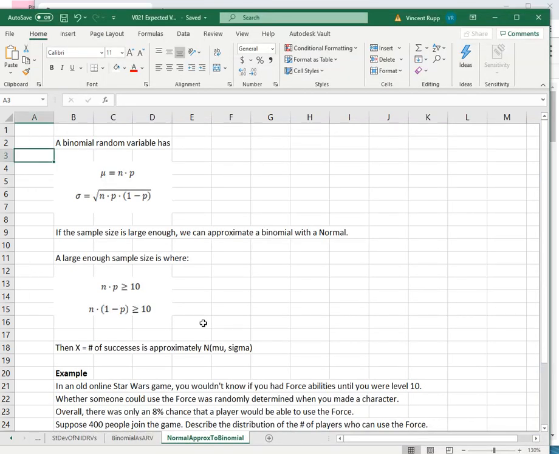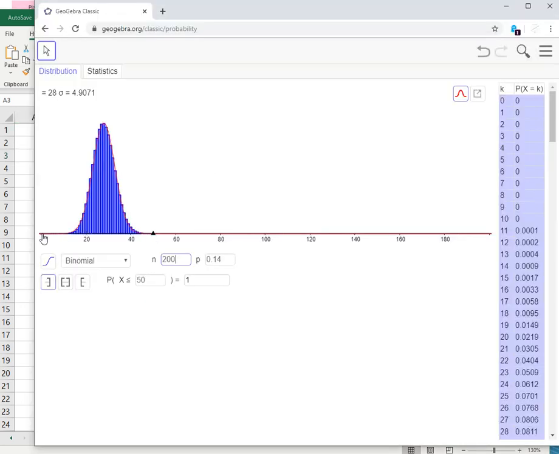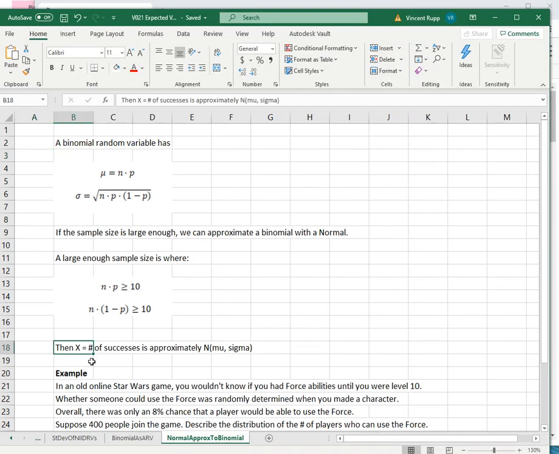So you can approximate it if the sample size is large enough, which means you have n times p greater than or equal to 10, and n times 1 minus p greater than or equal to 10. That kind of assures that the tails of your distribution aren't going to be pushing up against either the 0 or the 100% levels. Then the number of successes is approximately normal with this mean according to this formula and this standard deviation according to this formula.